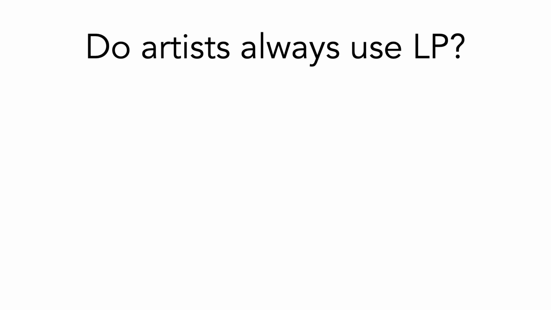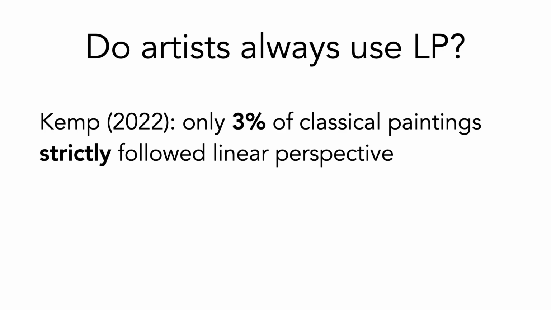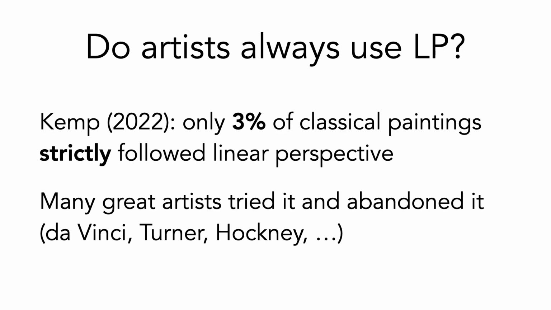What's more, sometimes there's an assumption that artists do use linear perspective. Martin Kemp, the art historian, surveyed the large collection of the Ashmolean Museum in Oxford, and he found that only 3% of classical paintings there strictly followed linear perspective. This is in applying the linear perspective construction drawing rules, but again, it's very rare that people strictly follow those rules. And in fact, there are many great artists through history who are known to have been excited about linear perspective, embraced it, tried it out, and then discovered it has lots of problems and eventually abandoned it or did not follow it strictly.